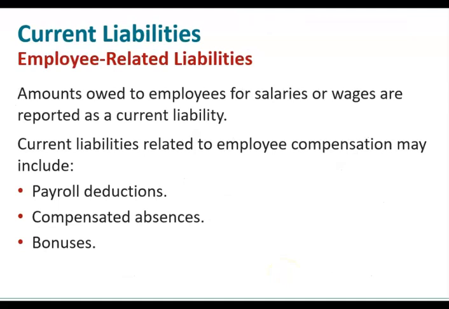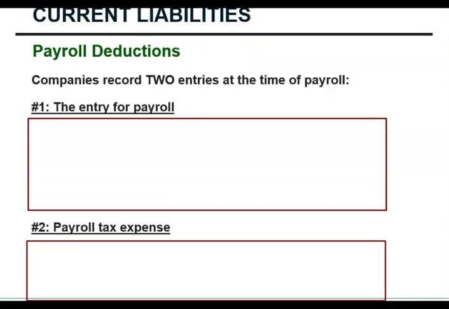We're going to look at 3 different types of employee-related liabilities: payroll deductions, compensated absences, and bonuses. Let's get started with payroll deductions. This is really important to keep in your notes.